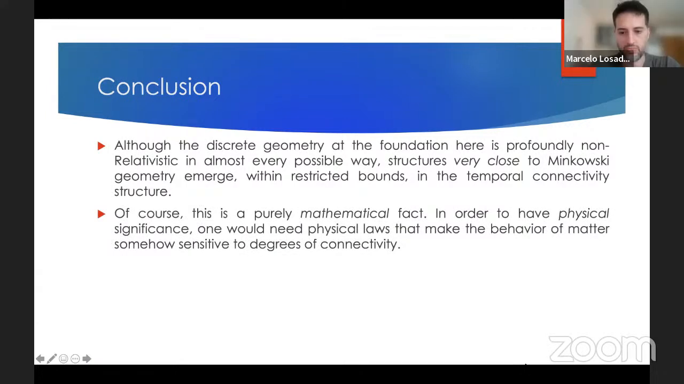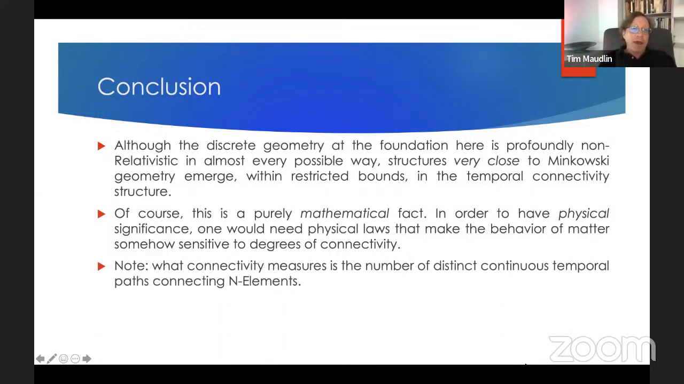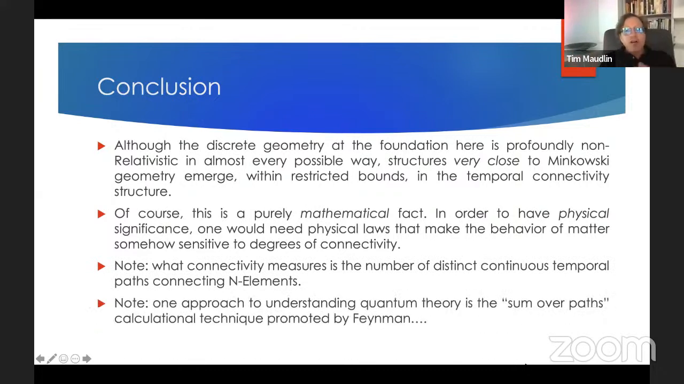Now, in order for that to have physical significance, we would need the physical laws to be sensitive to degrees of temporal connectability, which is just counting the number of different paths through this structure. And my last comment is, one approach to understanding quantum theory is sum over paths, which was pushed by Feynman, which at least gives you a suggestion that looking at temporal connectability via paths is not a physically irrelevant thing to be looking at.